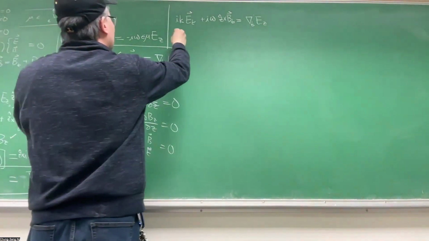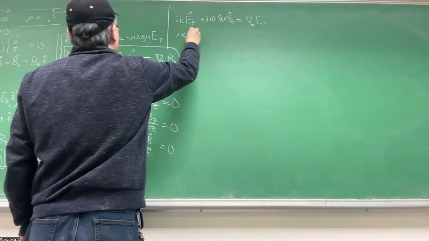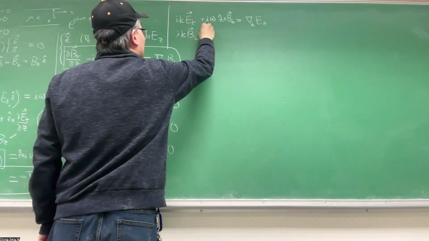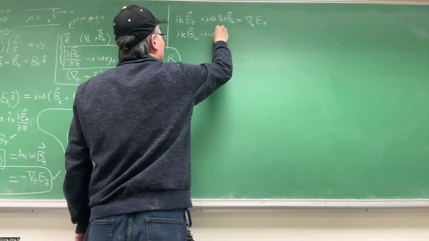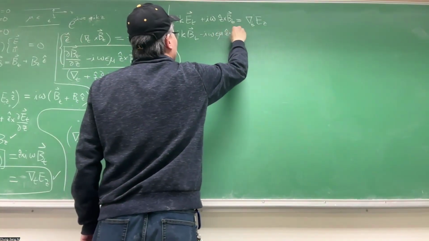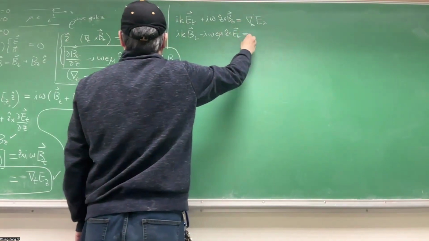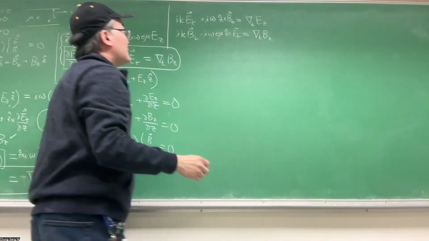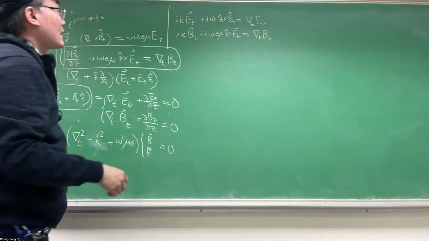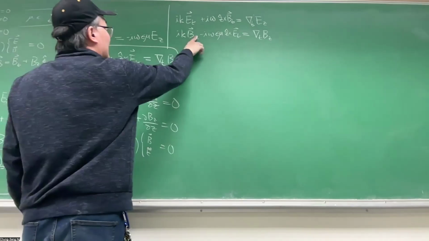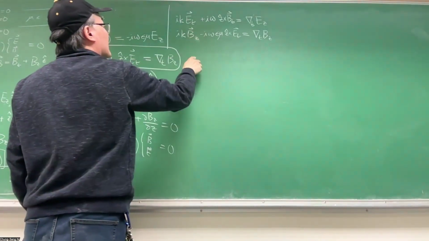The other equation is iK E sub t minus omega epsilon plus E sub t. The right hand side is grad t. Okay, so that's even easier than taking the z derivative.